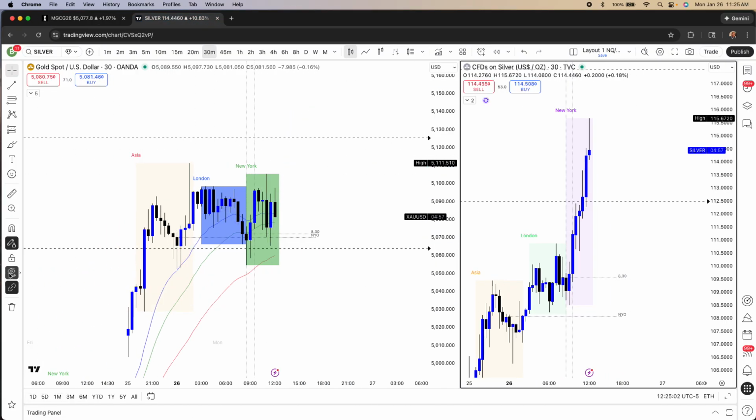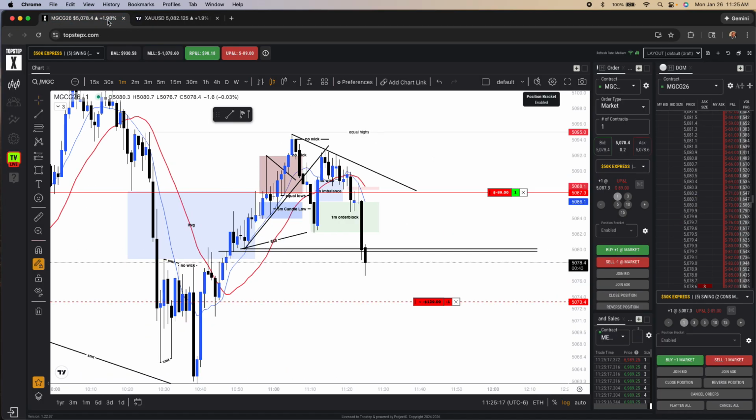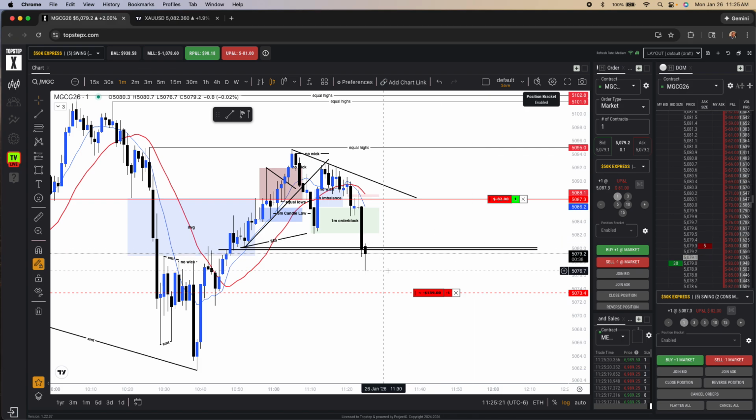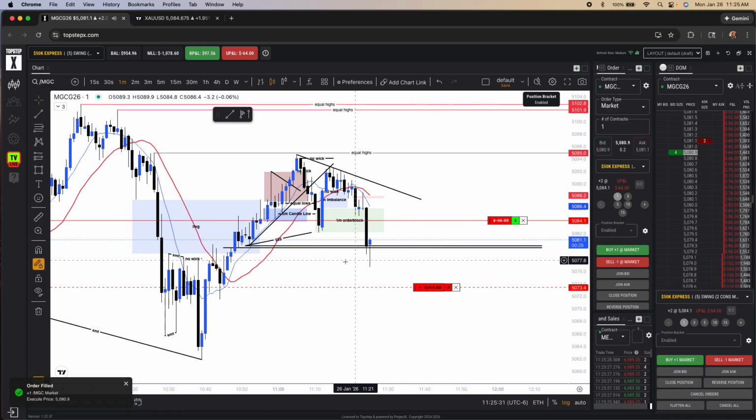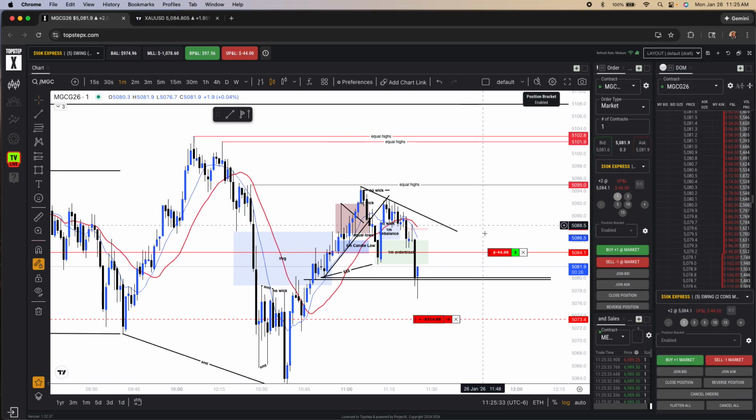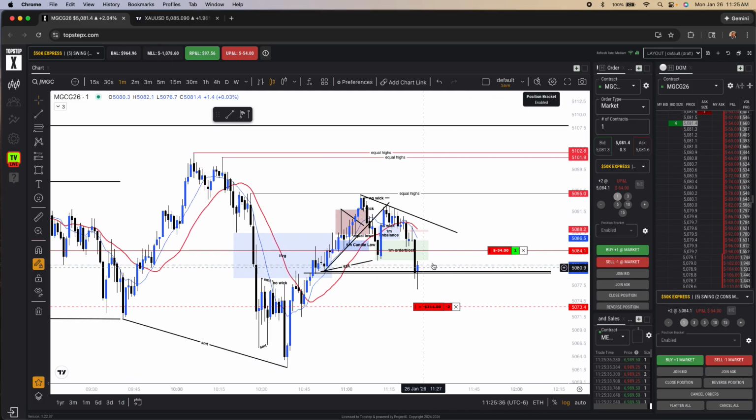Now let's see what happens here. We got a 30-minute imbalance right here. Okay, so we could end up taking out this low completely. Let's see if this is the zone that wants to hold. I took one more buy, and I want to see if we can have the full run up from this area now.